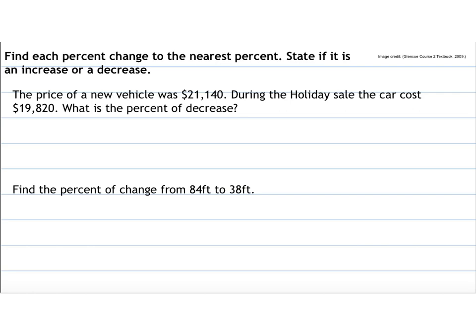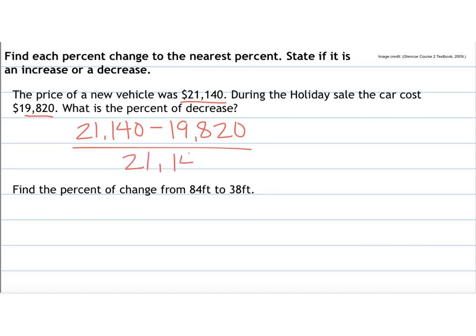All right, the price of a new vehicle was $21,140. During the holiday sale, the car cost $19,820. What is the percent of decrease? So I'm going to take 21,140 minus 19,820 over my original amount, which is 21,140. And then I subtract and divide, so 21,140 minus 19,820. And I get 1,320 over 21,140.